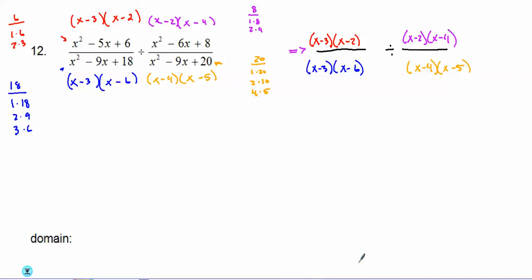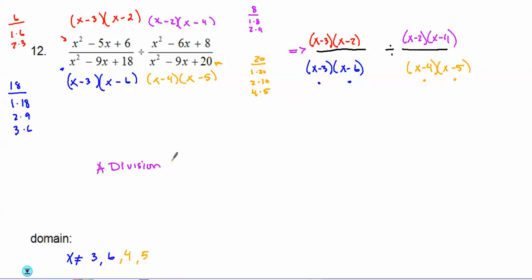Now remember, this is simply step 1 done. Step 2 says we must now identify the restriction. Please remember, with division, our restriction's a little more complicated than with multiplication. So, based on this, we know that x may not be 3. We also know, based on this, that it may not be 6. On this part, we know that you may not be equal to 4. This one says we may not be equal to 5.